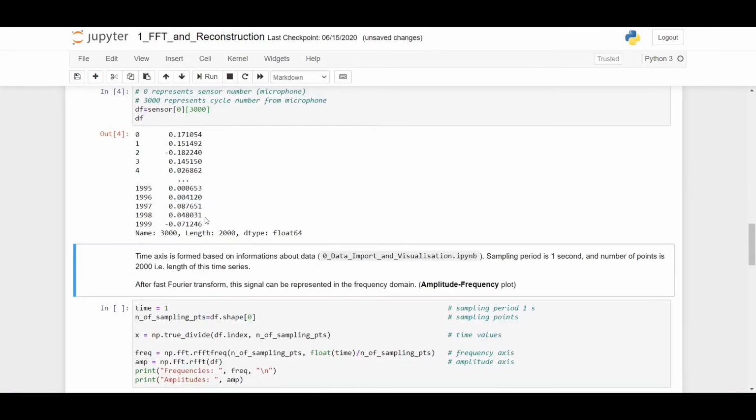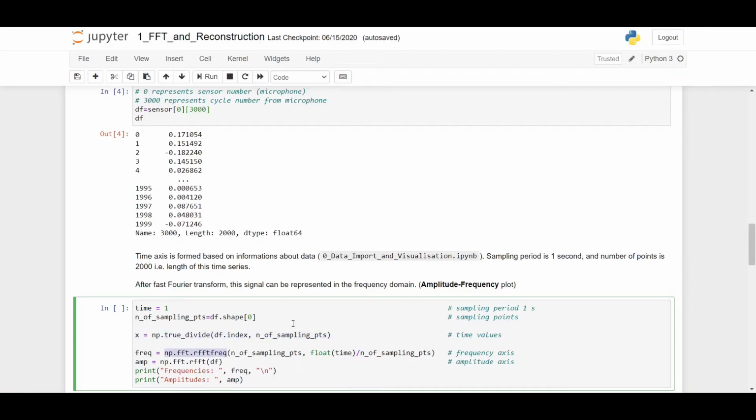We can see that we are working with time series, but we don't have time axis defined. Here we have information that we are working with 2000 samples in one cycle. Documentation about the data says that the sampling period is 1 second, and because of that we will create real-time indices of samples which we need for plotting in time domain.